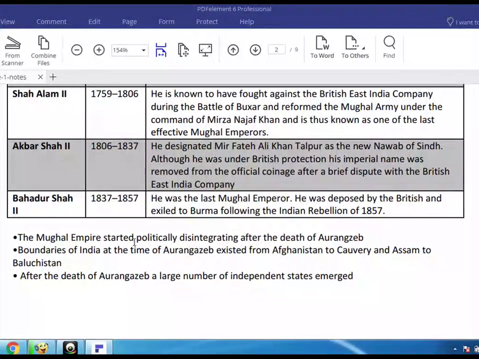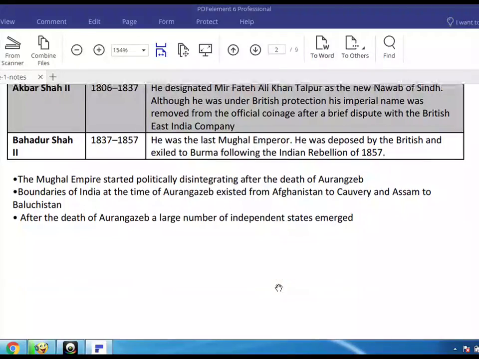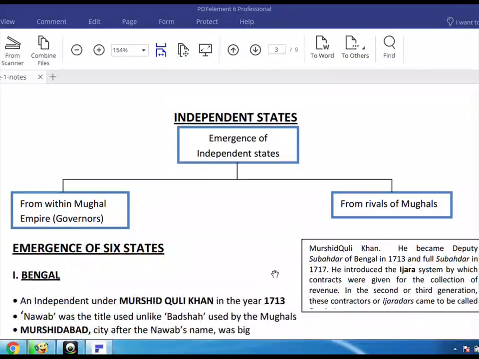The Mughal Empire started politically disintegrating after the death of Aurangzeb. Boundaries of India at the time of Aurangzeb existed from Afghanistan to Kashmir and Assam to Baluchistan. After the death of Aurangzeb, a large number of independent states emerged. Emergence of six states.